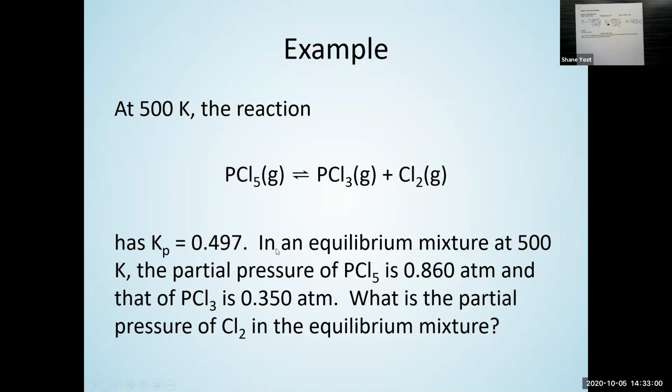Now, at equilibrium, you are able to measure that the partial pressure of PCl5 is 0.860 atmospheres, and the partial pressure of PCl3 is 0.35 atmospheres. But you can't measure the partial pressure of Cl2. So the question is what is it? What is that partial pressure of Cl2 at equilibrium?